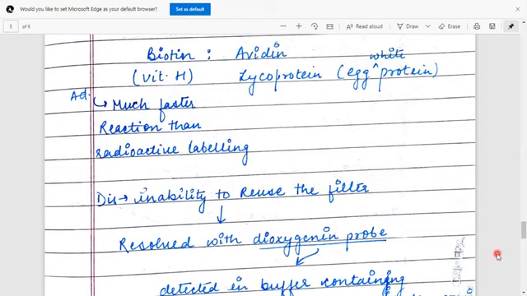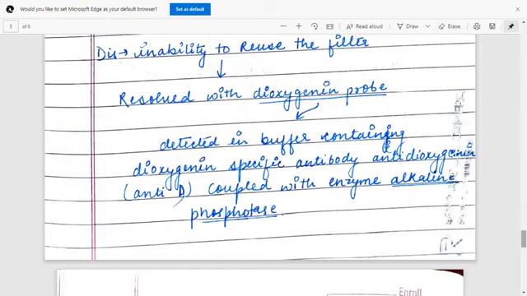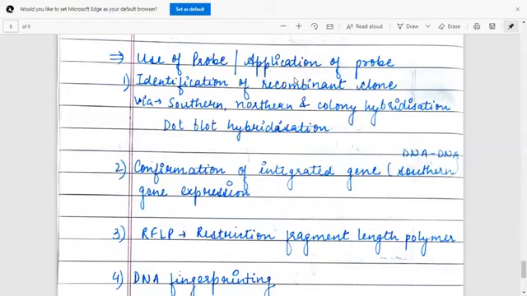So that can be resolved further with another non-radioactive labeling, that is with the use of digoxigenin on the probe. That can be detected in a buffer containing a digoxigenin-specific antibody, called anti-digoxigenin, coupled with the enzyme alkaline phosphatase, which is important. So this was all about how to label the probe, in brief.